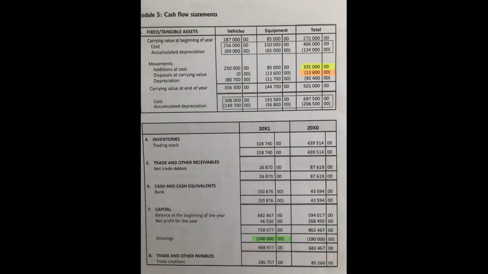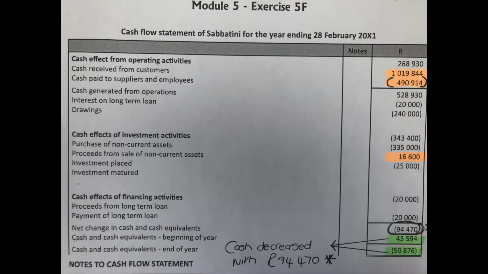Okay. And then the other item that we're going to add there is drawings. And you know by now where to get the drawings. We get it from the notes to the balance sheet. And you see, that was an amount of 240,000. And that amount is also written in brackets because it's an outflow of cash. Okay, so now we can add the cash effects of operating activities. It is the 528,930 less 20,000 less 240,000. And that gives us an amount of 268,930.